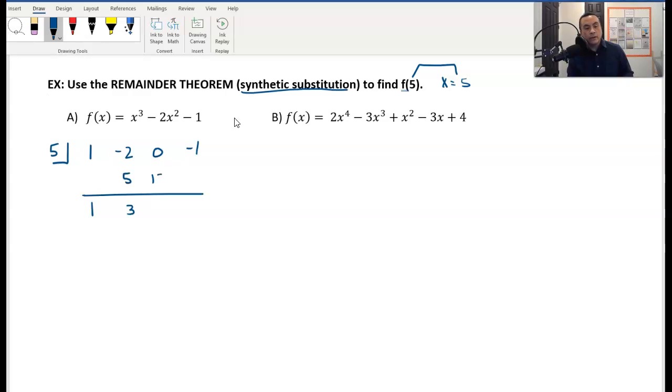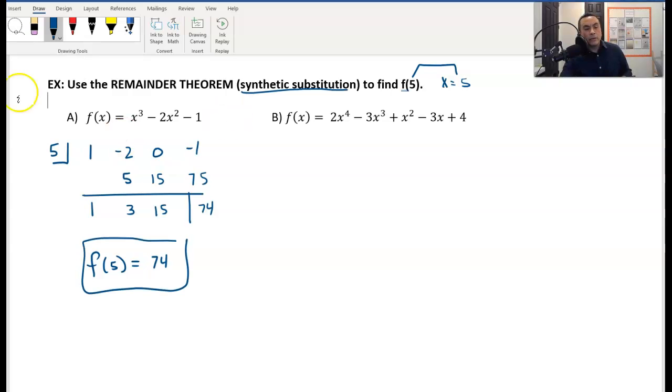You get 3. You get 15. 15 times 5 is 75. And then 75 minus 1, 74. F of 5 equals 74. That's a nice little fact. It's called the remainder theorem. So someone actually figured out that when you use synthetic division with a value that you're trying to substitute into a polynomial, the remainder is the same thing as if you had substituted the number into those variables and gotten this answer right here. It's very interesting. I love that theorem. It's neat.